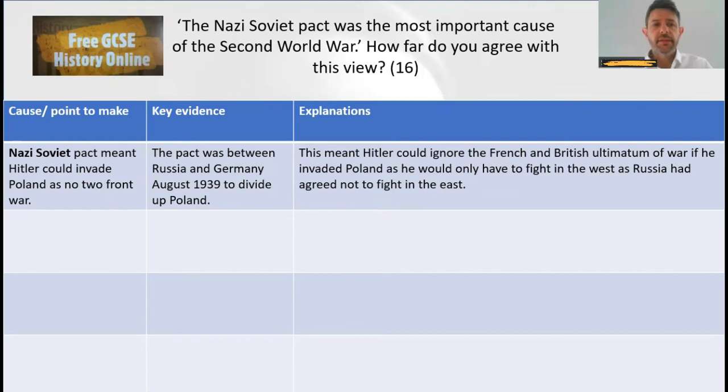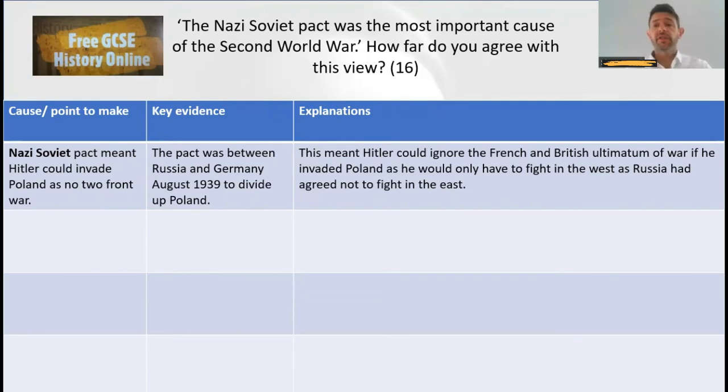So the Nazi-Soviet Pact meant Hitler could invade Poland as there would be no two-front war. So it's going to be that final cause of the war, because Hitler, by making a deal with Russia, can invade Poland without fighting Russia on one side and France and Britain on the other side. As evidence, the pact was made between Russia and Germany in August 1939, to divide up Poland and create the invasion.